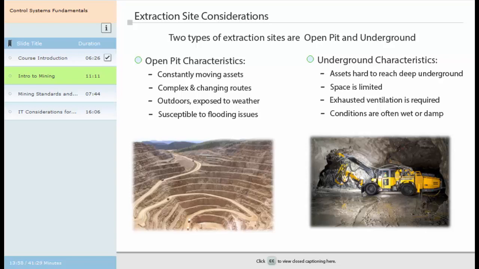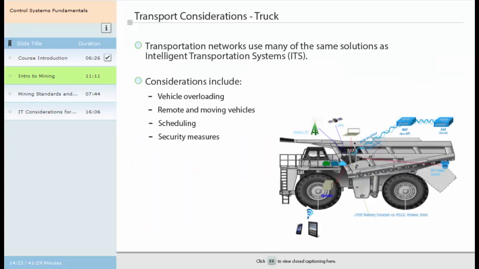Moving assets requires planning. The use of machinery in enclosed underground spaces makes exhaust ventilation systems a requirement. Underground conditions are often wet or damp and may require the use of water drainage systems. Network approaches for underground mines are commonly a mix of robust wired and wireless connectivity. Mining transportation networks use many of the same solutions as intelligent transportation systems, or ITS.